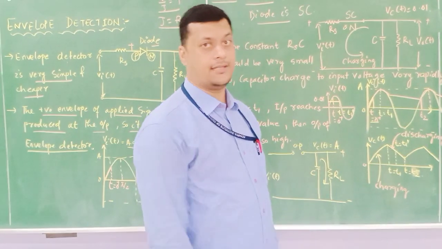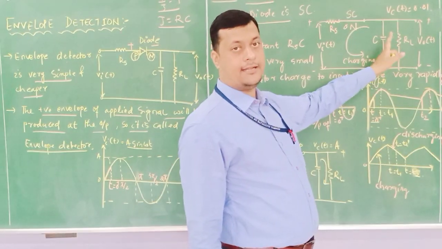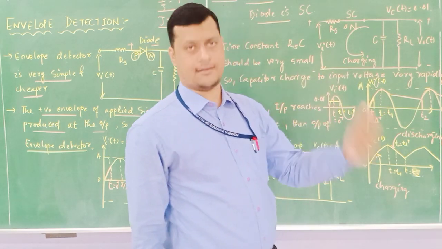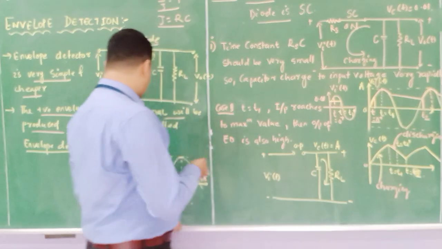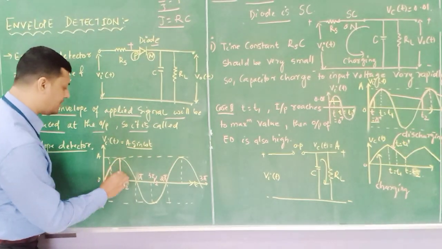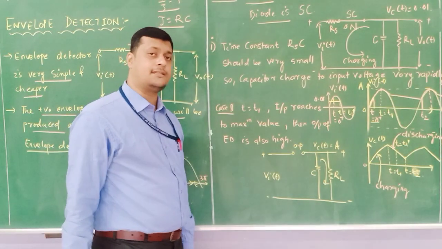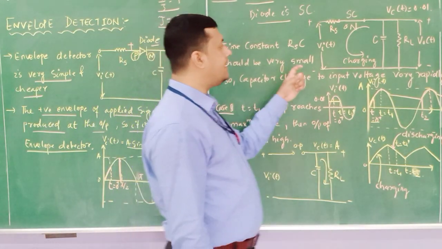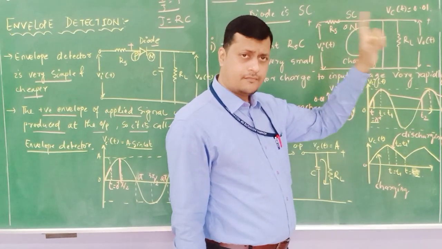Now when it is in on condition, what will happen? The current will flow in this circuit and this capacitor will get charged. Okay. So charge until what? Charge until it reaches the maximum potential. Maximum potential is how much? A. So it will charge up to when Vc is equal to A.